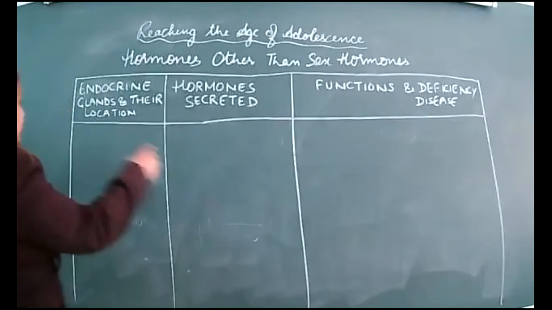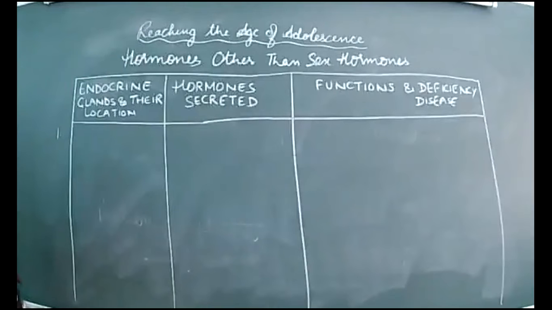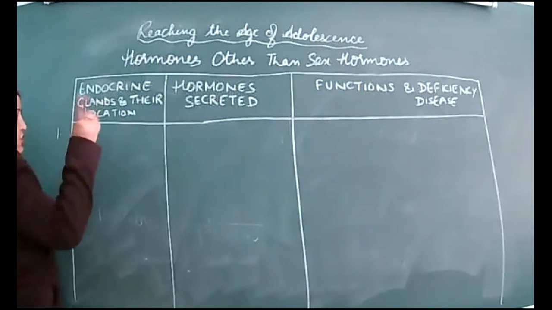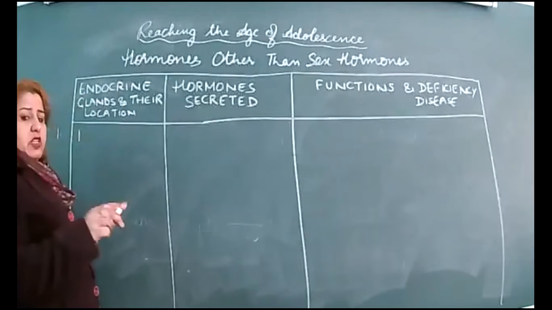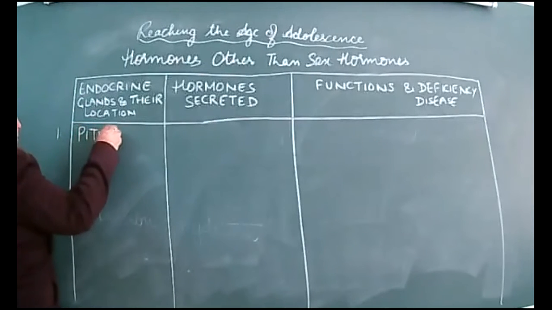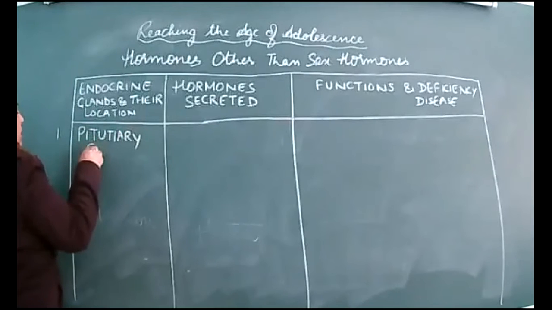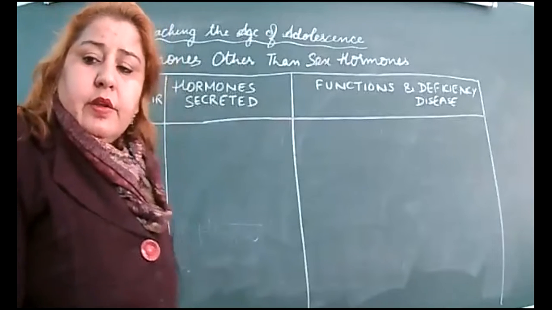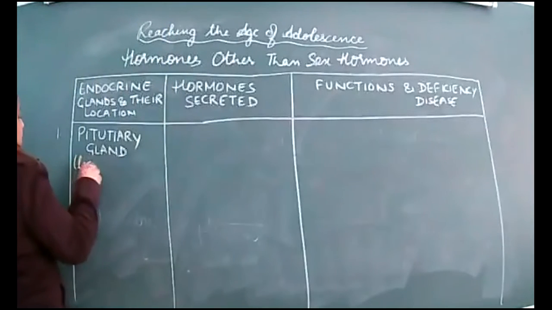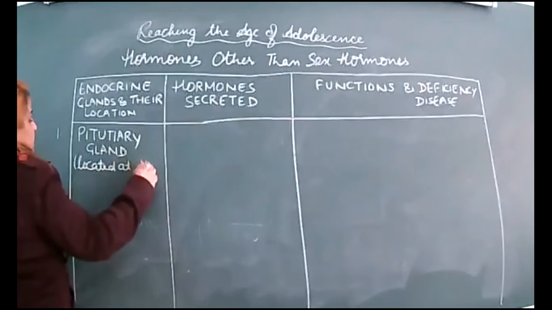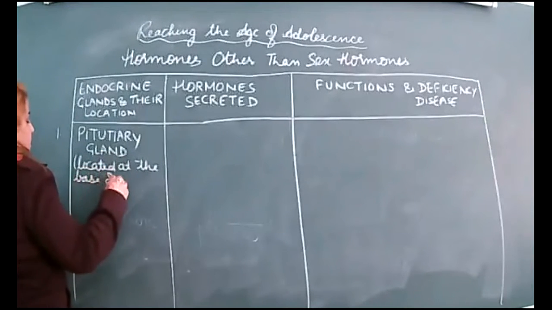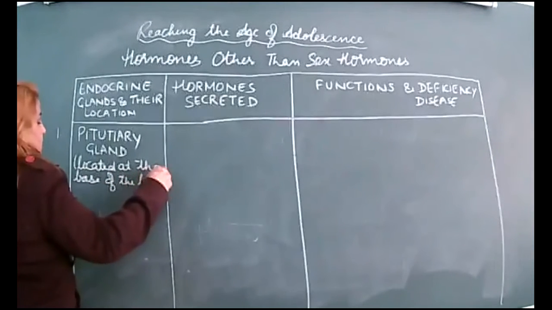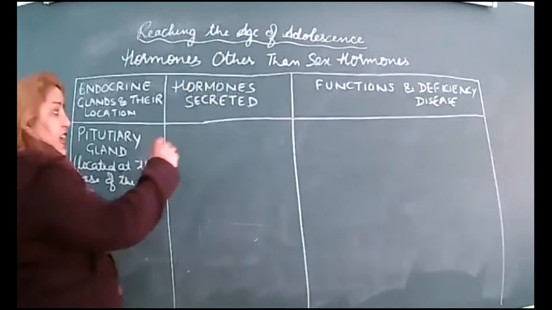Now write down the first endocrine gland we are going to discuss. After that I will show you the video where these are actually present. Pituitary gland. Where is it present? Now we will discuss the location. It is located at the base of the brain.